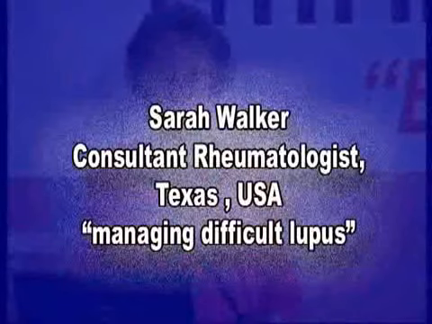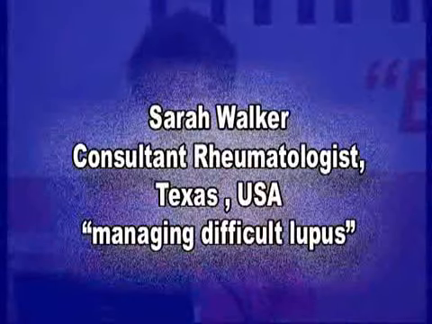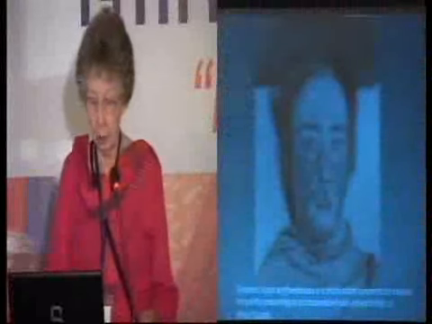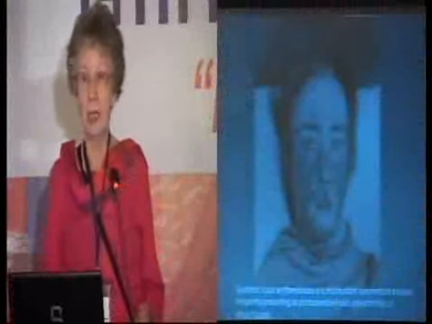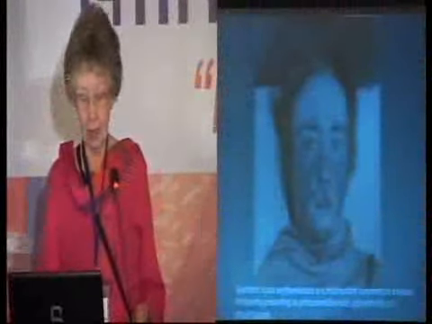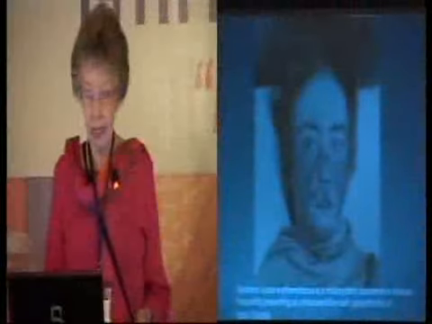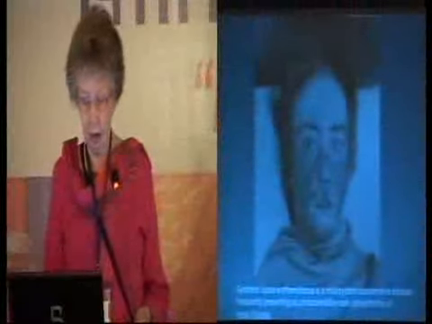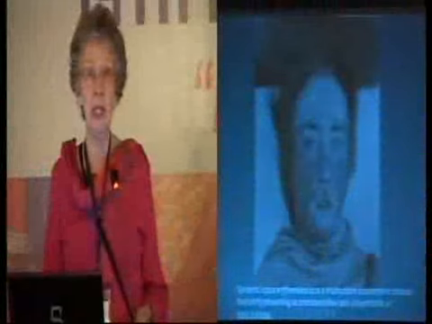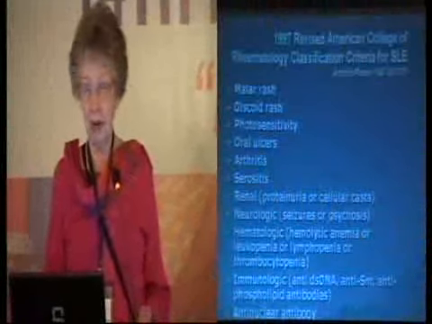So I'm going to talk about difficult lupus and several problems that arise as we treat this disease, this incurable disease. This is the first photographed reported patient with lupus. We know it's a multisystem autoimmune disease, and it may present as a photosensitive rash, polyarthritis, or renal disease, or other findings.